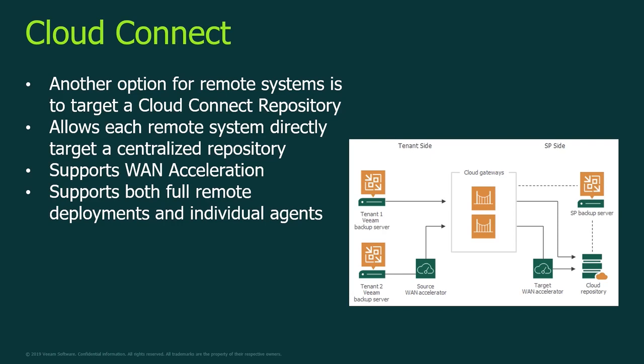This, of course, supports WAN Acceleration and supports both full remote deployments and those individual agents. They can all target Cloud Connect providers. And this is another way of accomplishing that off-site part of our 3-2-1-0 rule. So we can use a cloud service provider to offload our data to another site instead of using our disparate systems. Maybe we have a remote office that doesn't have local storage, or it has very minimal local storage. We can instead target the Cloud Connect repository to store that data.